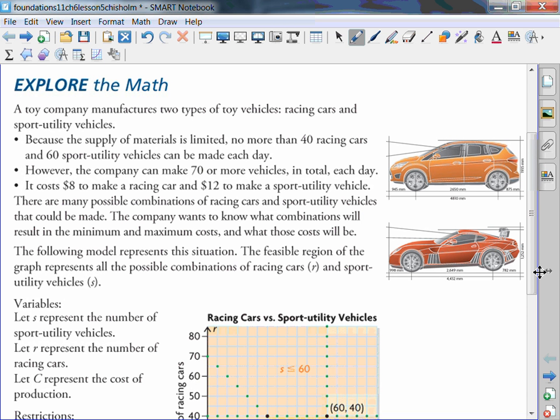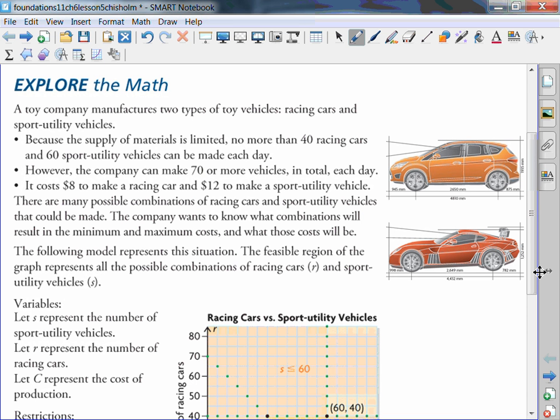So a toy company manufactures two types of toy vehicles, racing cars and sport utility vehicles. No more than 60 racing cars and 60 sport utility vehicles can be made each day. The company can make 60 or 70 or more vehicles in total each day. It costs $8 to make a racing car and $12 to make a sport utility vehicle. All this should be familiar to you. Combinations of racing cars and sport utility vehicles that could be made.